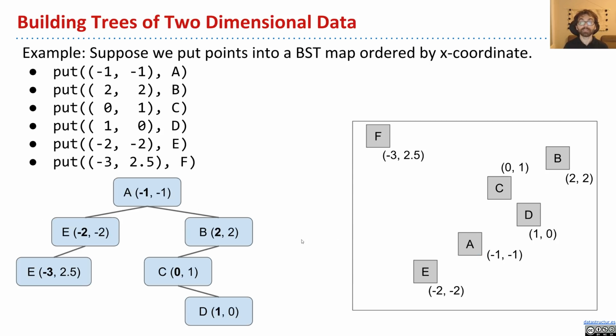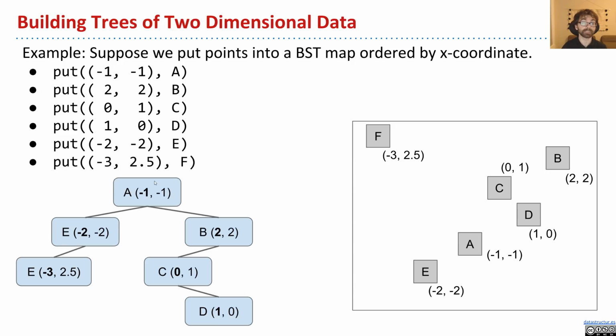So if we took 6 arbitrary points, I just made them up, and I inserted them into a binary search tree based map that maps point to letter. Okay. So for example, I'm mapping -1, -1 to the value a. Now if I do that in a binary search tree that is ordered by x coordinate, this is what I would end up with if we did this set of insertions.